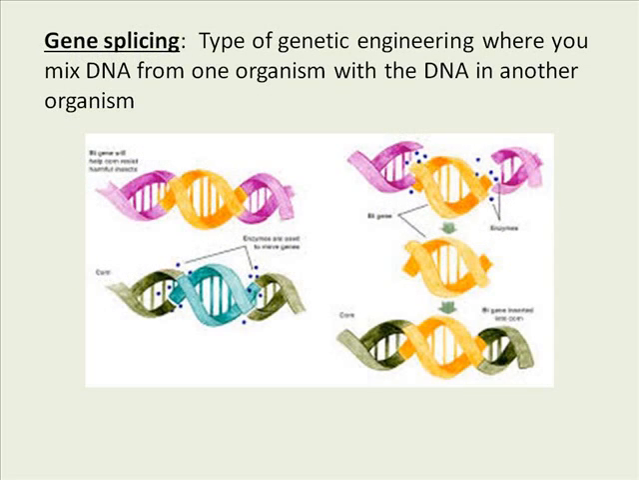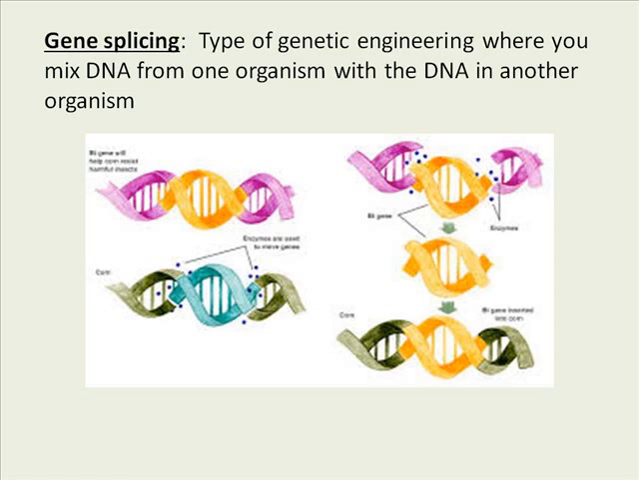One of the very common types of genetic engineering is called gene splicing. Because all living things have DNA, and it doesn't matter if you're the smallest bacteria all the way up to the largest blue whale, all DNA is made up of the same 4 nitrogen bases: adenine, thymine, guanine, and cytosine.